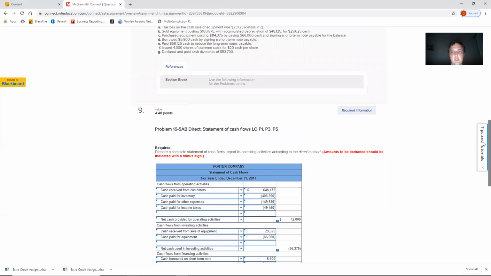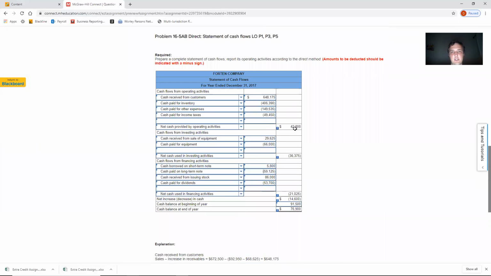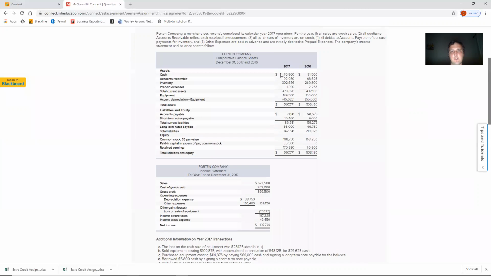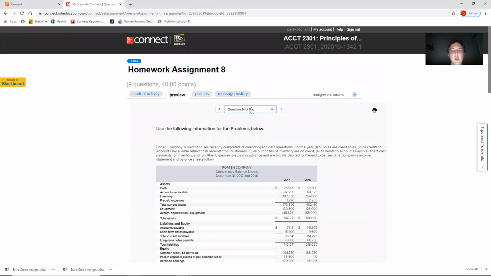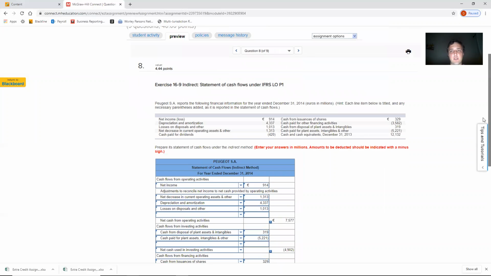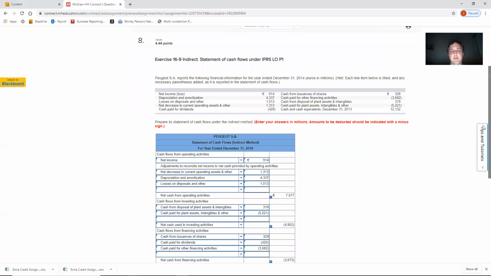All right. All of that together, you have your operating, you have your investing, you have your financing, the net increase or decrease in cash, and that should balance back out with your change in cash. Okay. All right. So that's pretty much what these 9 problems are going to make you do.